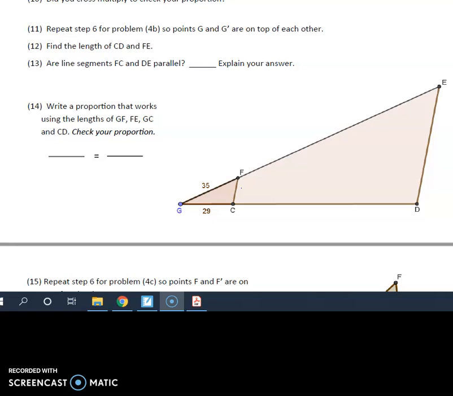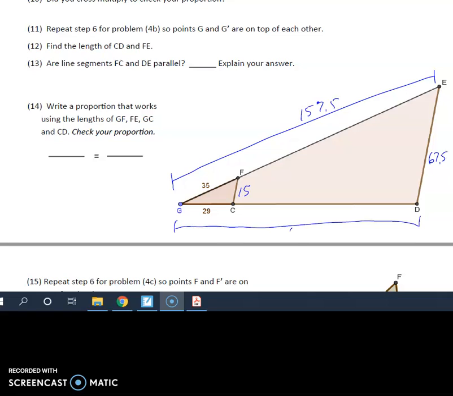You were told this length here is 15, for example, and this length here is 7.5. And then the bigger length, or longer length, this side GE is 157.5, and this length here is 130.5. And what we're trying to figure out is, can we come up with a proportion that will actually work? So, placing G on top of G prime, you're trying to find those lengths.